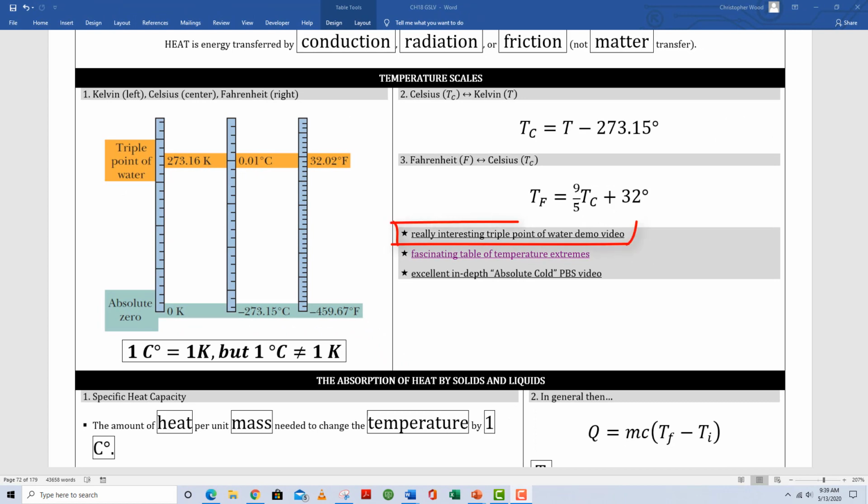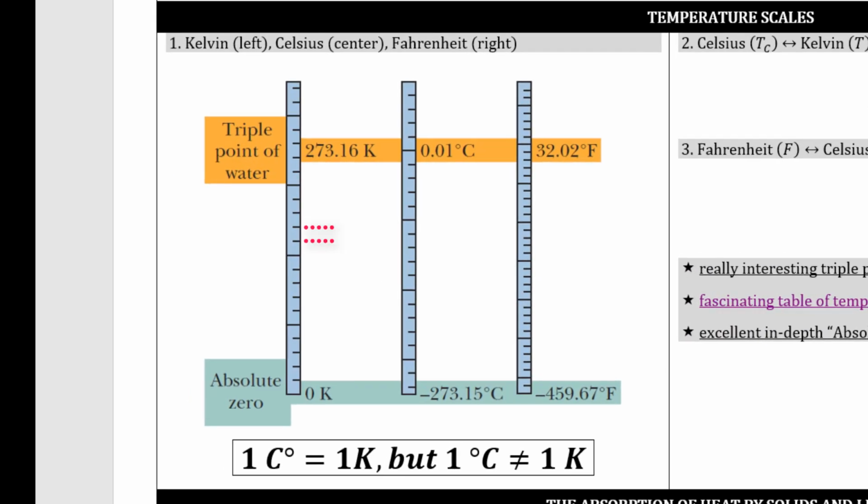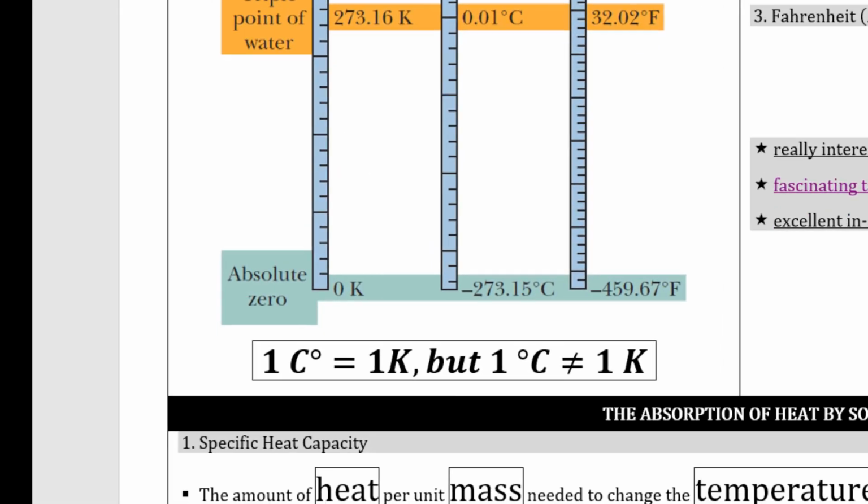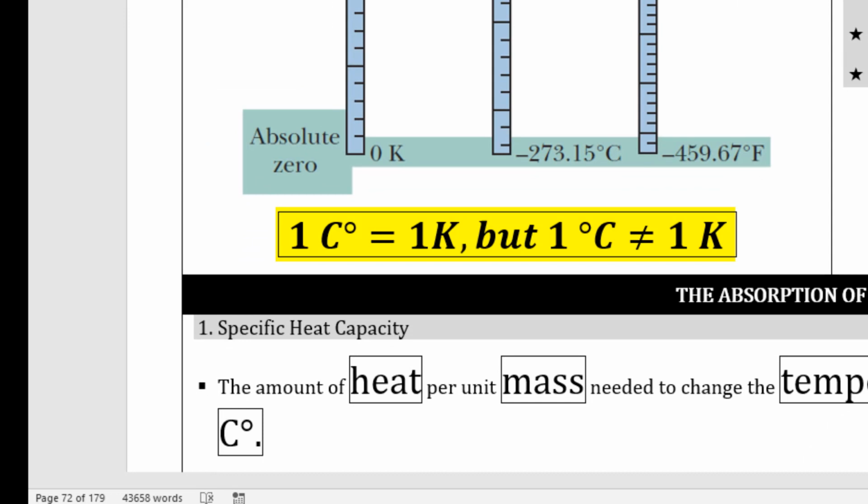Here's a really great demonstration video showing the triple point of water. Check out this 10-minute PBS video that talks about absolute cold. Notice the distance between the tick marks on the Kelvin scale is exactly the same as the distance between the tick marks on the Celsius scale. This is a great statement right here: 1 Celsius degree equals 1 Kelvin, but 1 degree Celsius does not equal 1 Kelvin. Make sure that makes sense to you.